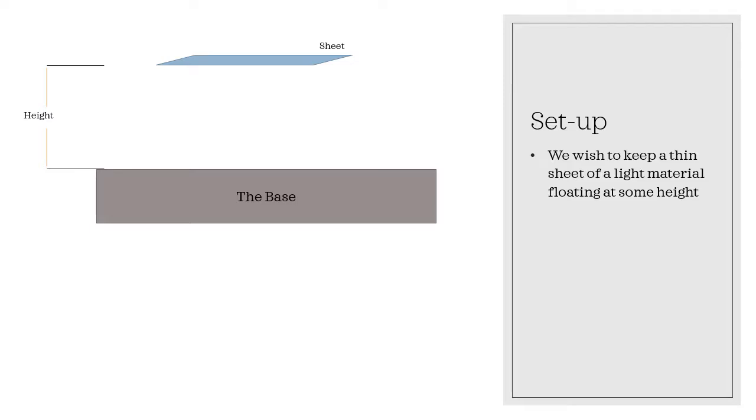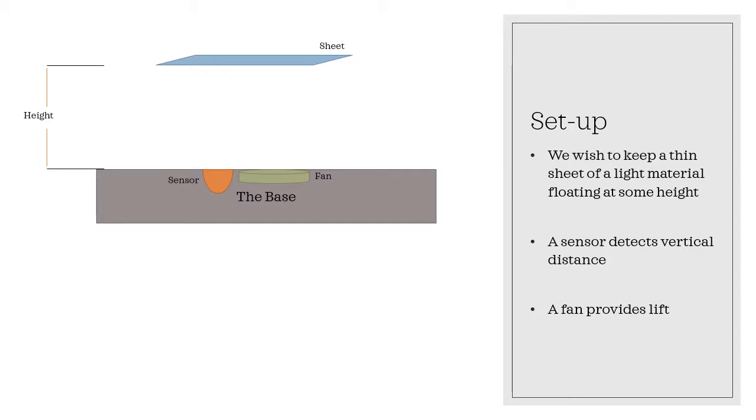We want to keep a sheet of some thin, light material floating at some height above a base. We are also going to need a sensor to detect the vertical distance of that sheet from our base, and this can be the ultrasonic sensor we've used before, or maybe some kind of laser sensor. Doesn't really matter in this particular case, but something that can detect the distance of an object. And then we need a fan that's going to provide the lift, because we're going to blow air at the bottom of the sheet and it's going to cause that sheet to float up or down based on how much power is being provided by the fan.